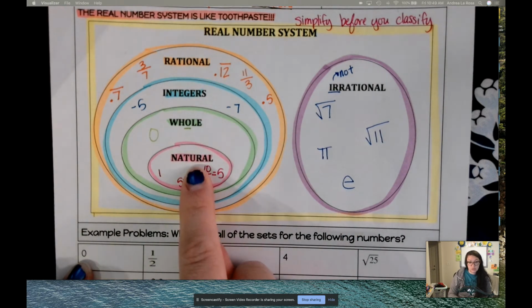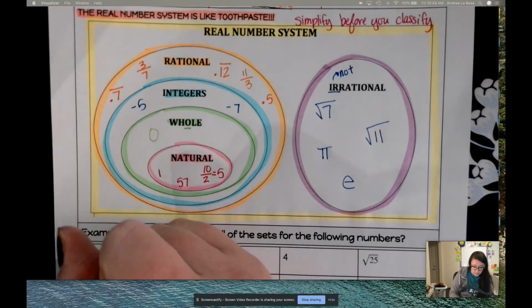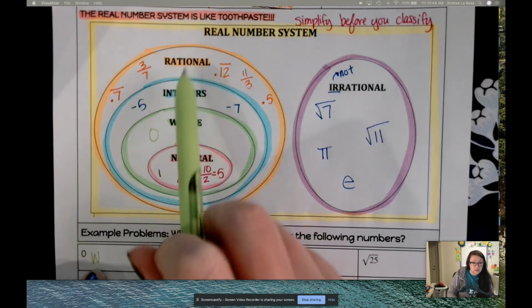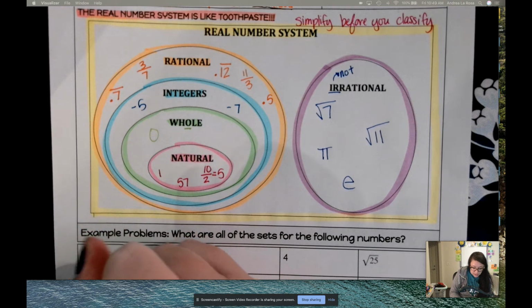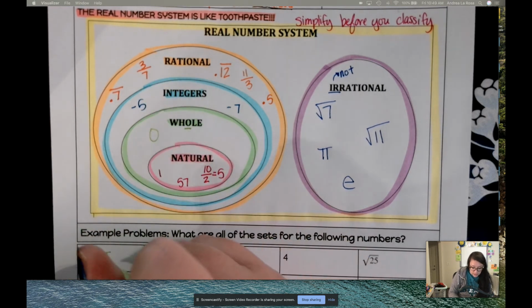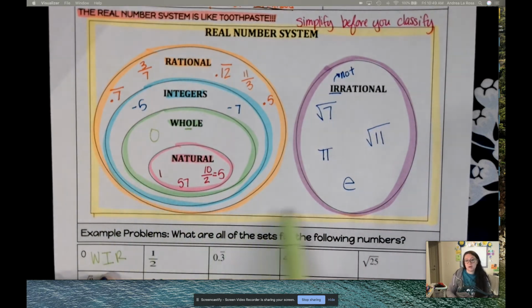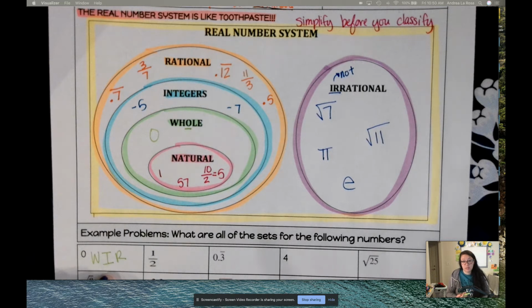Is 0 natural? No. Is 0 whole? Yeah, that's the first place that the 0 starts, is that it's a whole number. And then because it's toothpaste, it's going to squeeze out. So 0 is a whole number, it's an integer, so I'm going to write an I, and it's a rational number. Remember, every number you've heard of so far is real. So on the test, if they ask you if it's a real number, the answer will be yes.